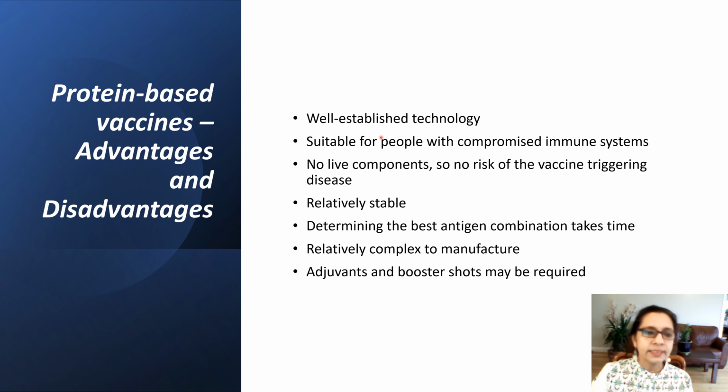Hepatitis B vaccine is a protein-based vaccine which has been used for so many years. Suitable for people with a compromised immune system, with no live components or no risk of the vaccine triggering the disease. It is relatively stable, but it is complex to manufacture. Determining the best antigen combination takes time. Adjuvants and booster shots may be required for these types of vaccines.